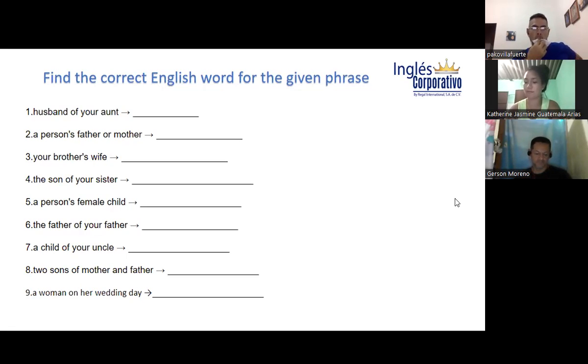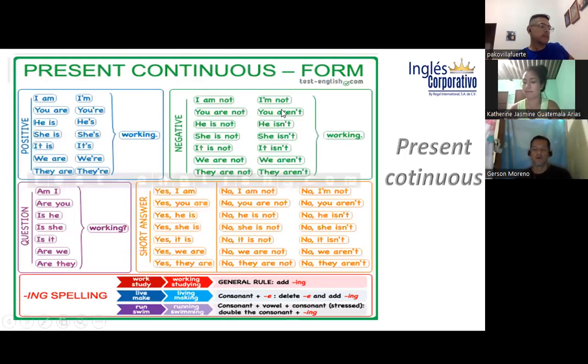Okay, so let's continue with the next topic. The topic that we will develop in this class is the present continuous. I think that for you it could be like a brief, easy exercise. I would like to ask you, do you remember this topic? Do you remember the present continuous?